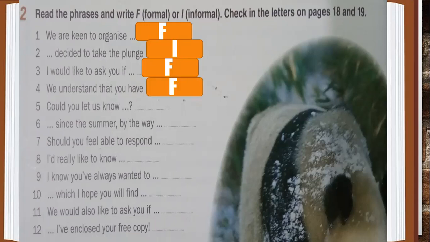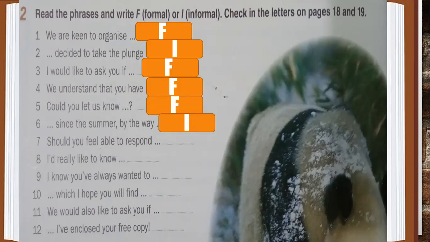Could you let us know? It is a formal expression. Since the summer, by the way. When we use the expression "by the way," it is an informal expression. Should you feel able to respond? Here we have more polite requests.